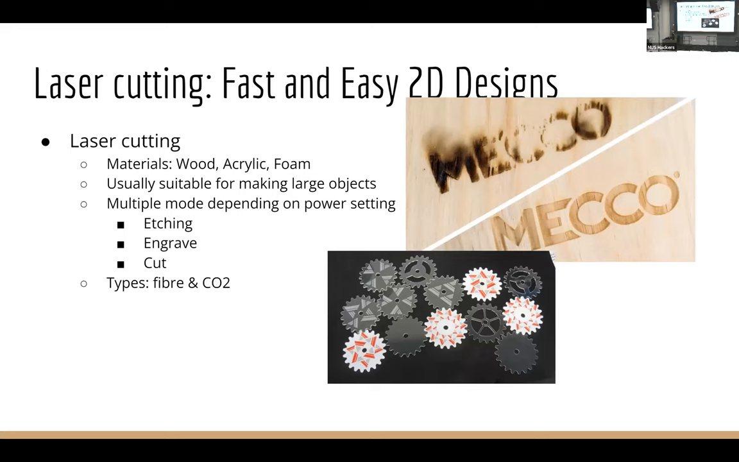While 3D printing is very powerful, laser cutting is a very cheap and dirty way to make 2D designs. You can cut a lot of materials: wood, acrylic, foam, cardboard. It's usually very suitable for making large objects, because 3D printers tend to be quite small. Typical 3D printer sizes are probably 20-something cm by 20-something cm, with a build height of also about 20-something cm.